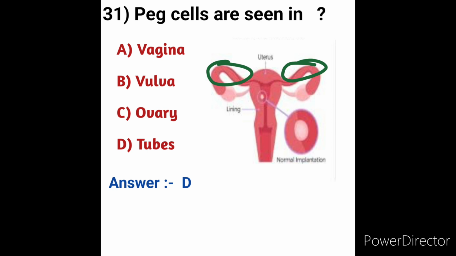Here we can see in this picture the fallopian tubes. The upper portion, the tubes, is there. Here peg cells are present. We can see peg cells in tubes. Next we move on to question number 32.